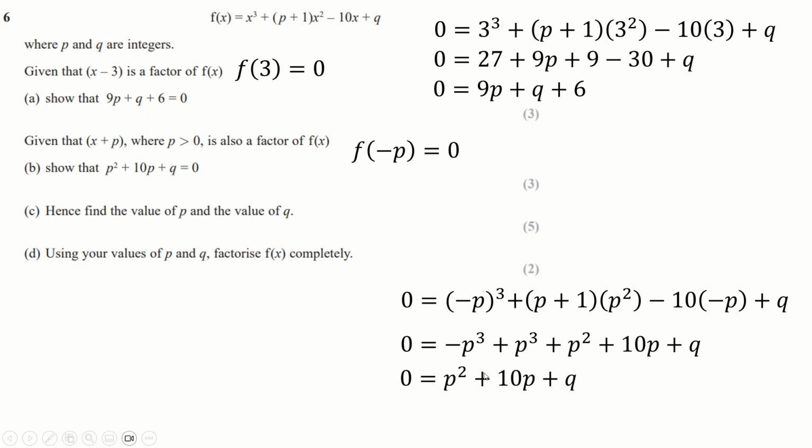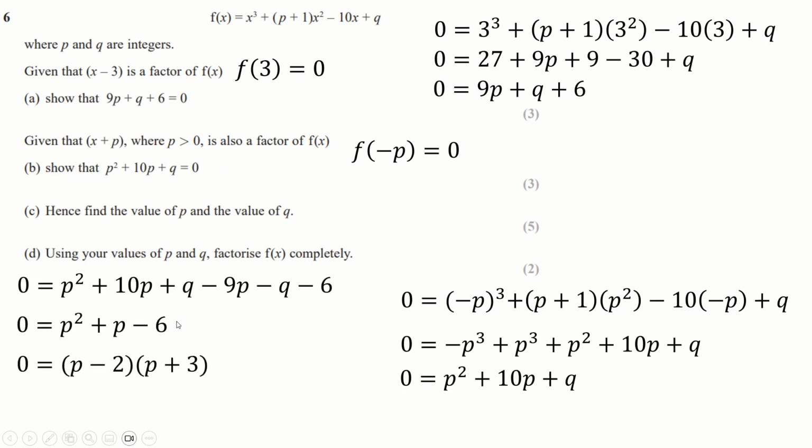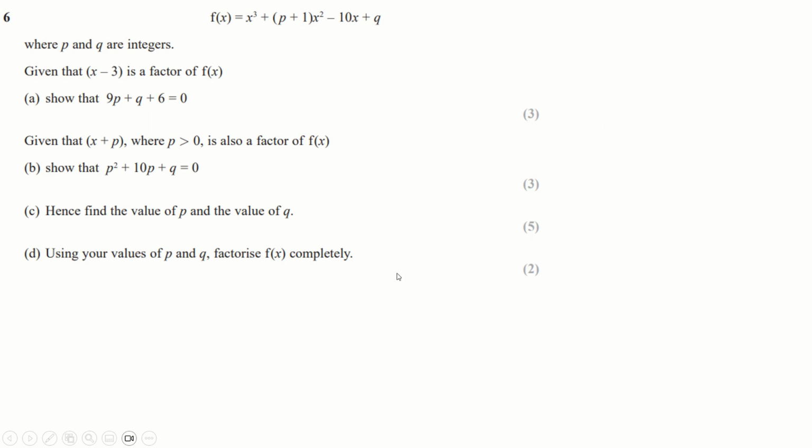I decided the easiest way to do that was just do this one minus this one, because the q's will just instantly cancel. We'll end up with this. We tidy it up. Now this factorizes. So p is either 2 or minus 3, but I think you're told p is greater than 0. So therefore p is 2. And therefore q, 2 squared is 4 plus 20 is 24. That means q is minus 24. And we'll have that done.